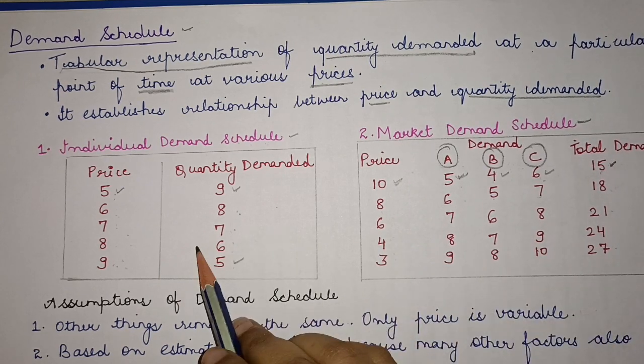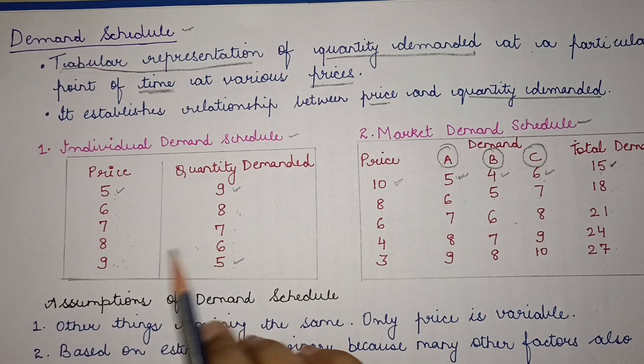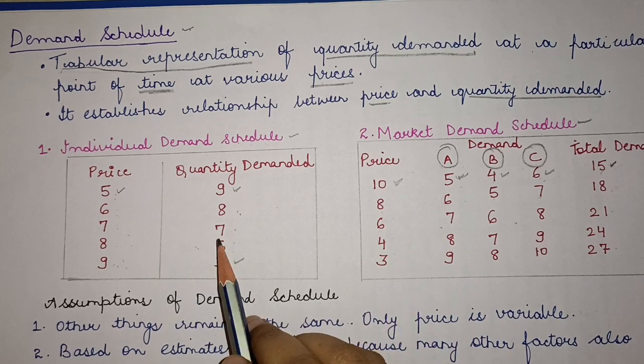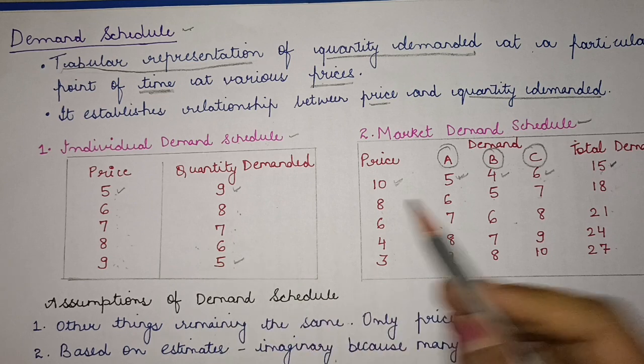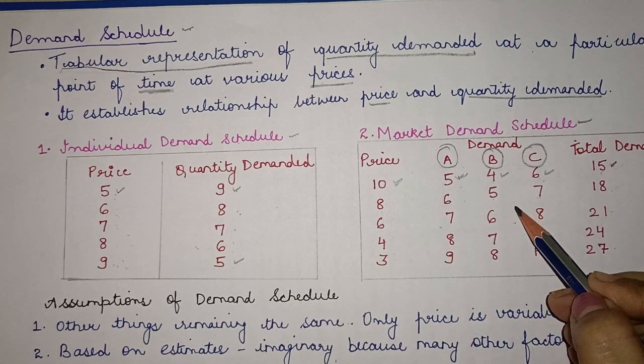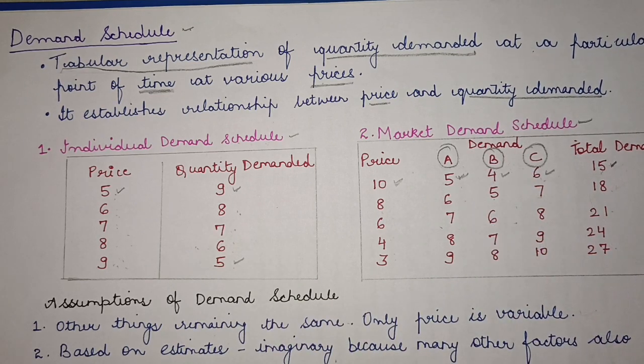The relationship in both these schedules is similar. The only thing is, the individual demand schedule talks about an individual consumer, whereas the market demand schedule talks about all the consumers in the market.